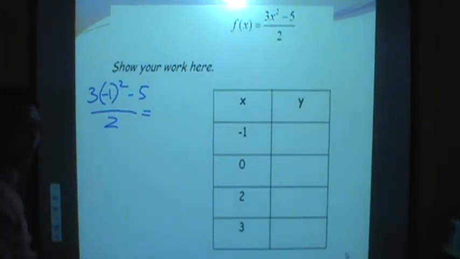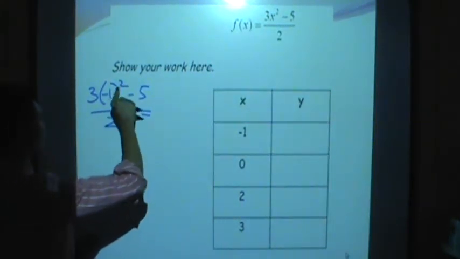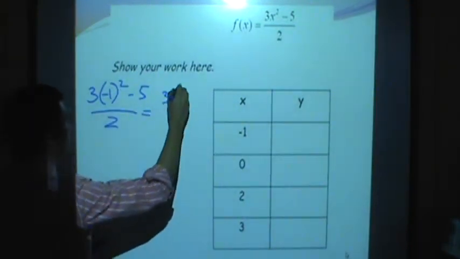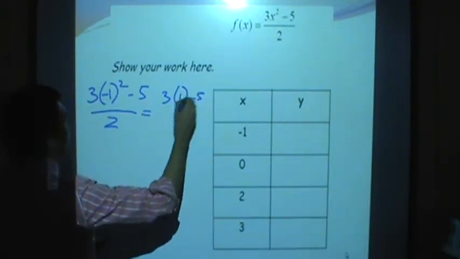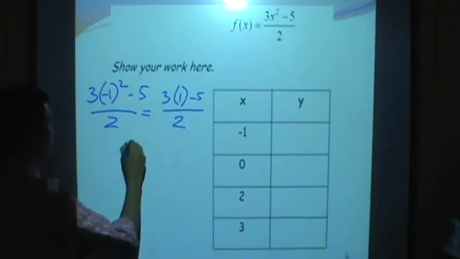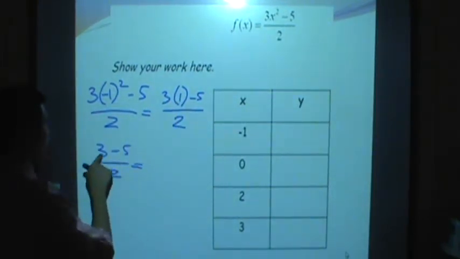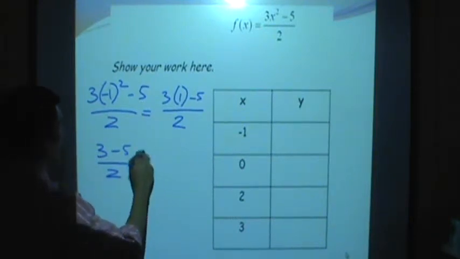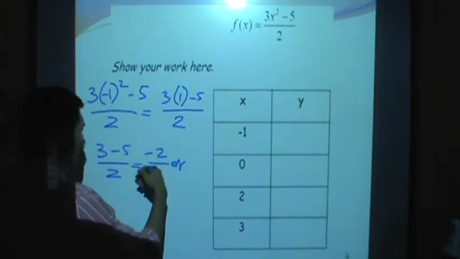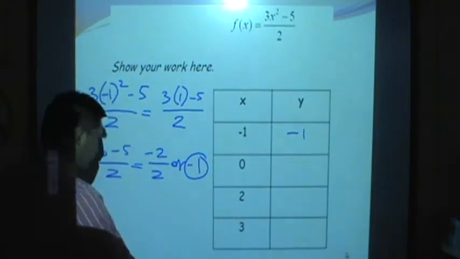Now, using your PEMDAS, you got to start with parentheses first and then exponents. So we're going to do these first. Negative 1 squared. Negative 1 squared is negative 1 times negative 1 is positive 1. Okay, and then PEMDAS again, parentheses. 3 times 1 is 3, minus 5 is negative 2. Divide by 2, it's going to be negative 1. So here you got negative 1.